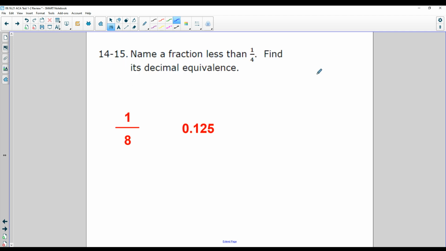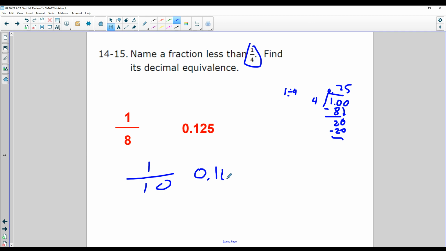And number 14 and 15 is your own choice. Do you know what decimal is 1/4 or 1 divided by 4? Think of quarters. That's how I do it. It goes in 2 times. 10 minus 8 is 2. Annex a 0. 4 goes into 20 5 times. So it's 0.25. So think of a decimal or fraction that's less than 0.25. 1/8, 0.125. 1/10, 0 and 10 hundredths. And there are many to choose from. Thank you.